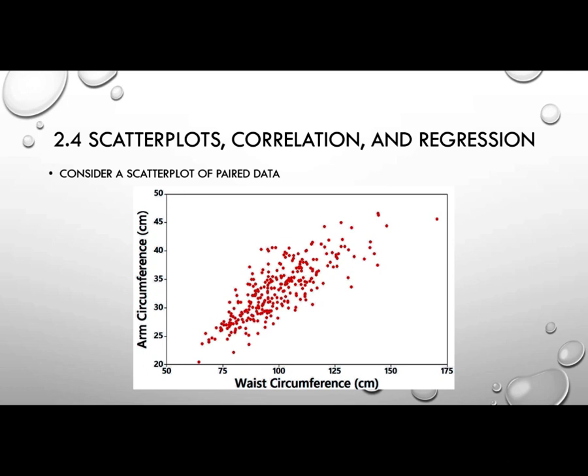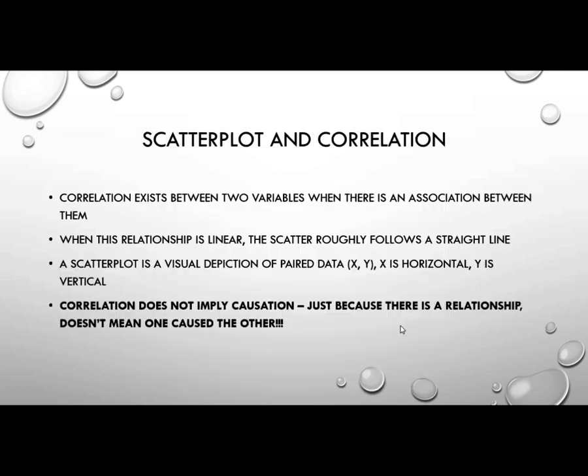Yes, it is. So if I were to take myself and measure my waist circumference, I would get a measure here. And if I measured my arm circumference, I would get a measurement here. So each one of these dots represents one individual with two measurements. All right, we can see a clear trend, a positive upward trend for those data.